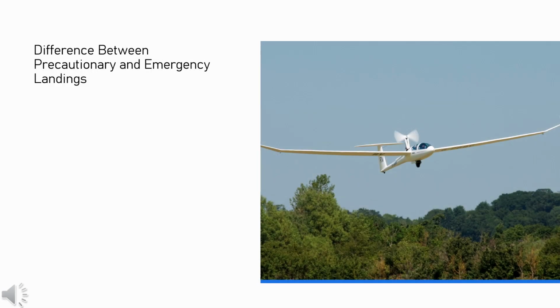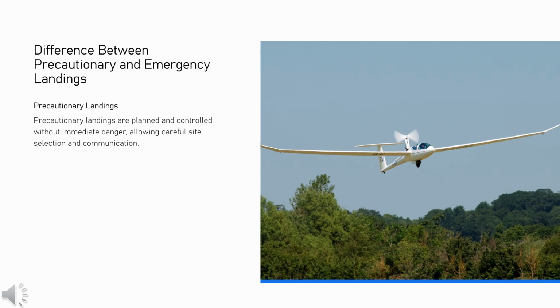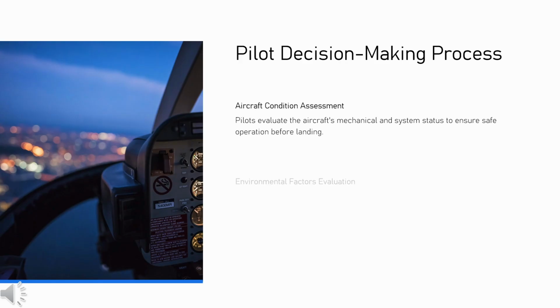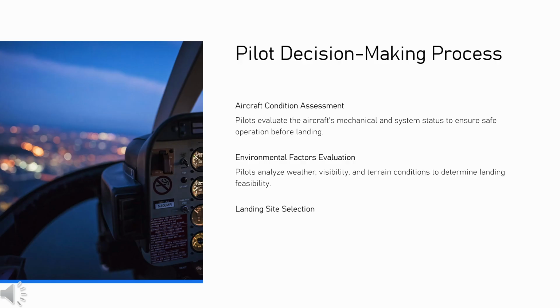Unlike emergency landings, precautionary landings are controlled and planned without immediate threat to safety, allowing time for site selection and communication. Pilots assess aircraft condition, environmental factors, and available landing sites to decide whether a precautionary landing is appropriate, balancing safety and operational considerations.